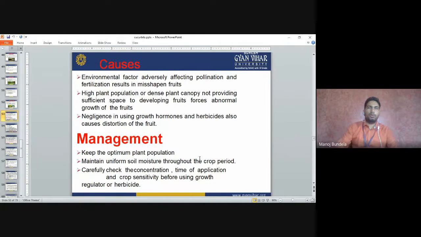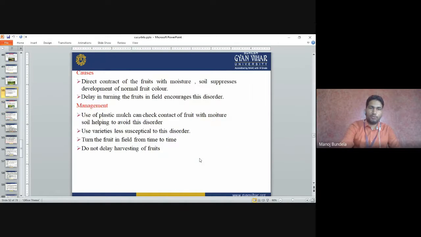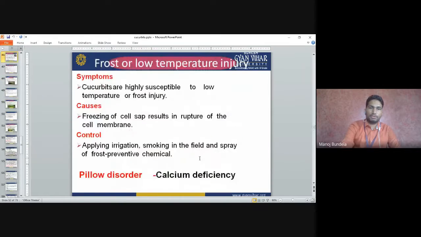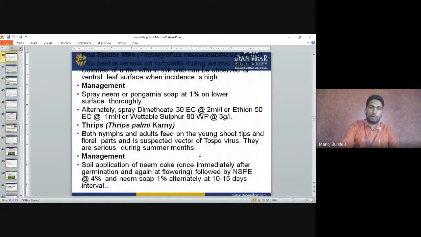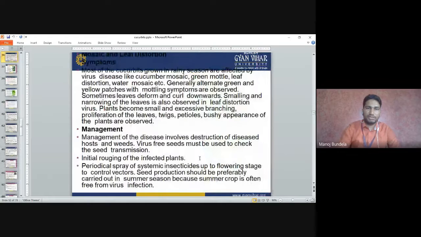So this is all about the major pests and diseases of cucurbits and the different physiological disorders of cucurbits. This is about all cucurbits. It is for cucumber and also for others. These diseases occur in cucumber and in other cucurbits like gourds, watermelon and muskmelon. The same diseases will come in those also.